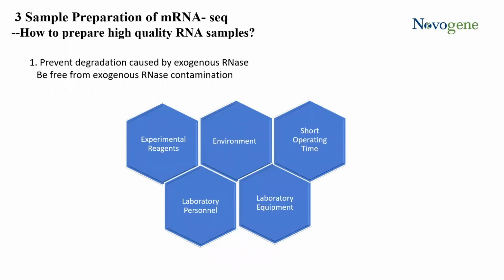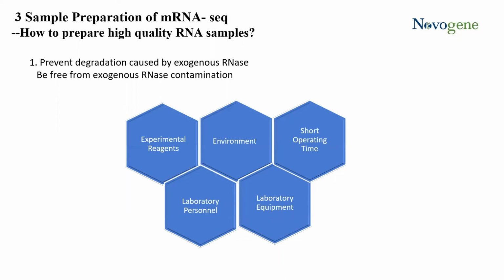So these are a few things to consider when preparing high quality RNA samples. We do have some recommendations and suggestions. The first and important thing is to prevent degradation caused by exogenous RNases. As we all know, RNases are a large group of hydrolytic enzymes that degrade ribonucleic acid molecules, so we need to make sure we are free from exogenous RNase contamination. Degradation caused by exogenous RNases is one of the most common risks during sample preparation. So we have listed a few things here, and let's talk about them one by one.